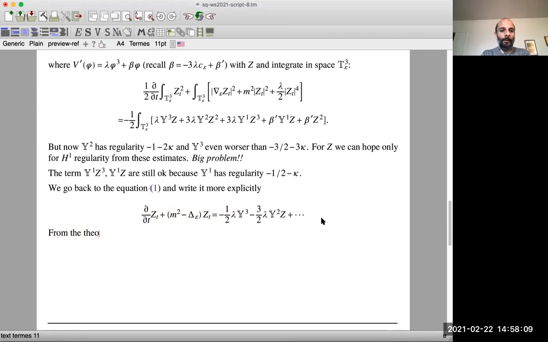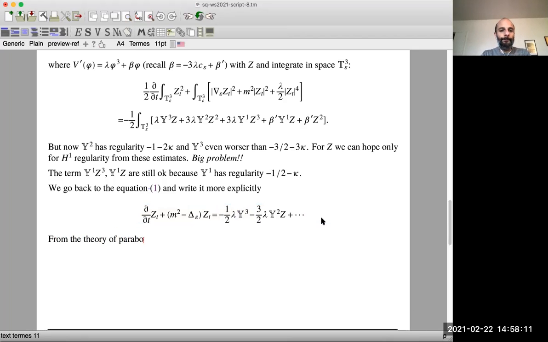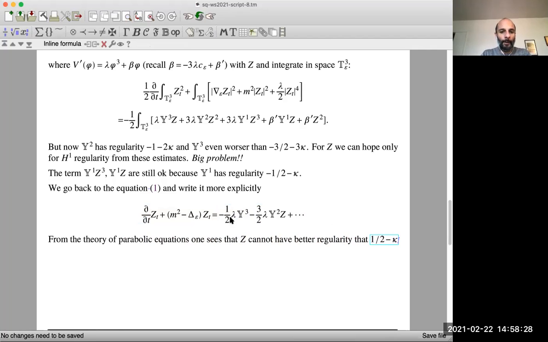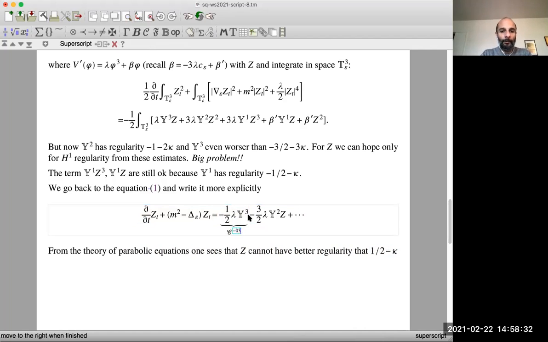Okay, from the theory of parabolic equations, one sees that z cannot have better regularity than 1/2 minus kappa. Okay, so somehow the idea is that this term has regularity minus 3/2 minus, okay, I put 3 kappa, let's write it this way.